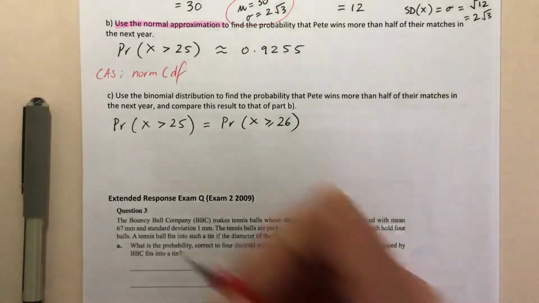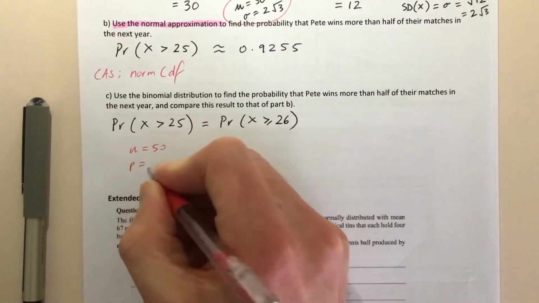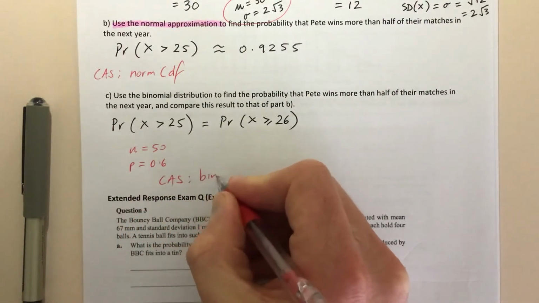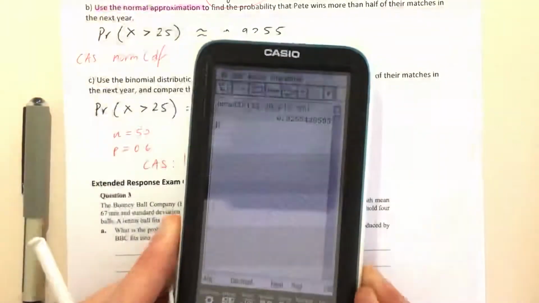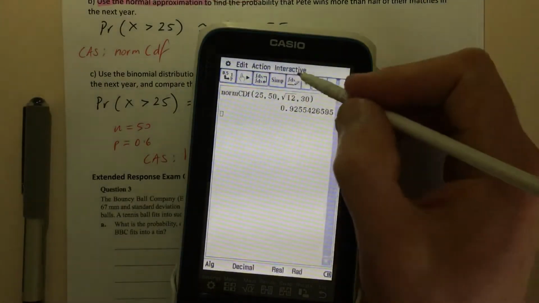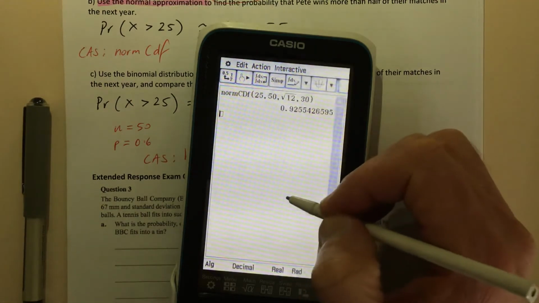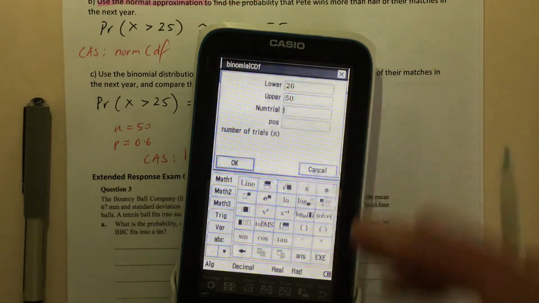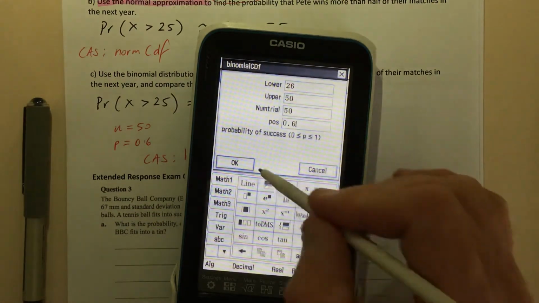And if we think of n equaling 50 and p equaling 0.6, then what we can do is on the CAS, we're going to use binom CDF this time to get our probability. And so it's interactive, distribution, discrete, binomial CDF. We want him to win 26 or more. So it's 26 to 50 is the range of successes. The number of trials is 50, and the probability of success on each trial is 0.6.